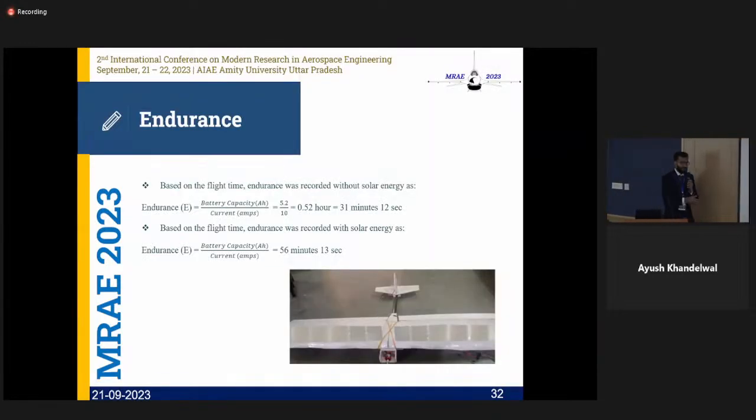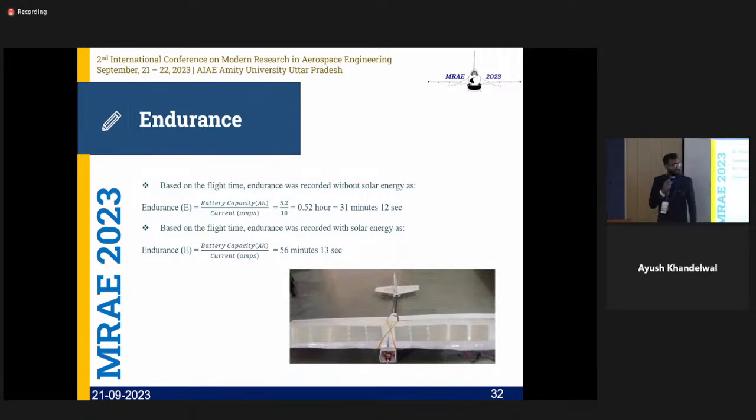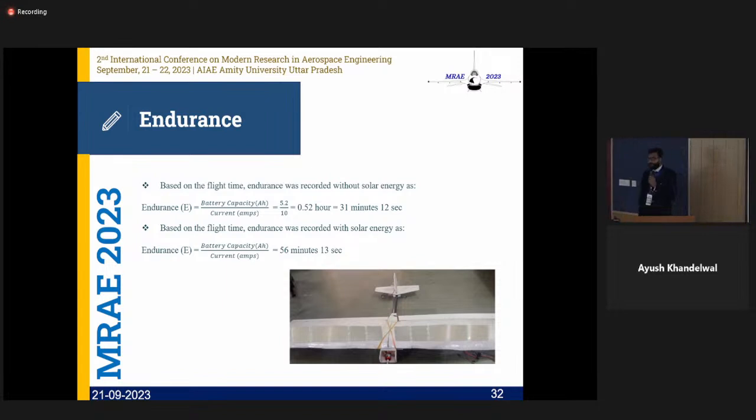So the result we observed is that when we go for the same flight without any extra battery charged by the solar power, we observe 31 minutes of flight time. That is a normal, basic RC plane. Whereas with solar energy, you have that extra backup push that gives you about 56 minutes of flight. So that is almost double, we can say. This is one of the great results we have observed because of the solar cells.